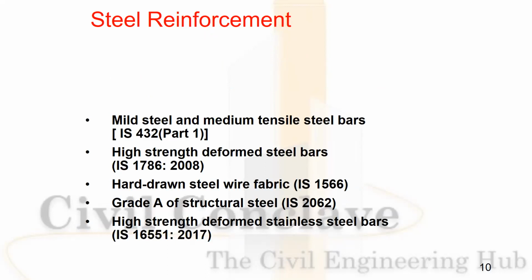Steel reinforcement. Mild steel and medium tensile steel bar, IS 432. High yield deformed bars, IS 1786. Hot drawn steel wire, IS 1566. Grade A structural steel, IS 2062. High strength deformed stainless steel bar, IS 16551.